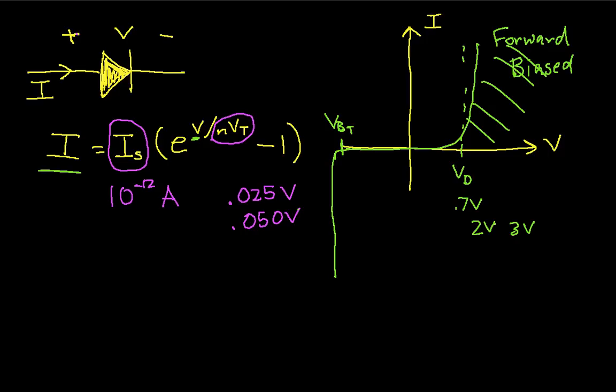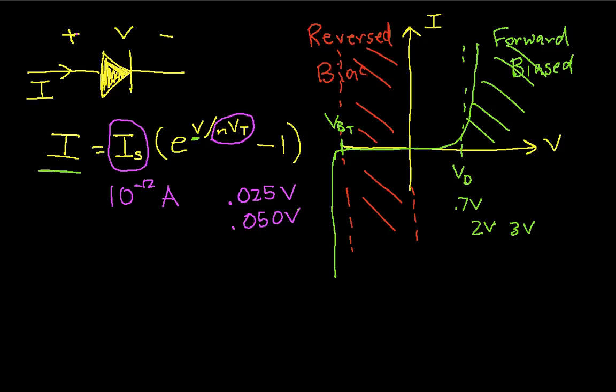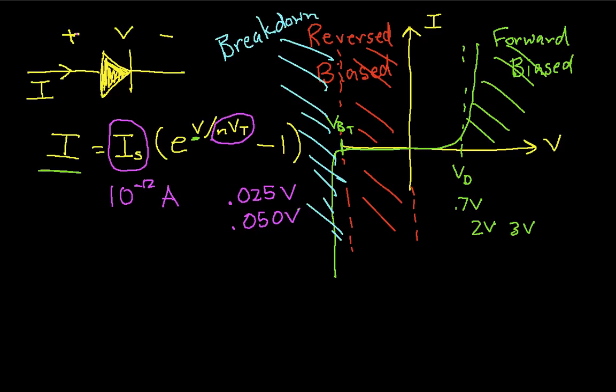And what basically happens is, well, let me put in some terminology first. This region between here and the origin is called reverse biased. And the idea is that the voltage is negative, so the current's very small. And once you get out past the threshold VBT, so you're in this region, this is called breakdown. And basically what happens is when the voltage across the diode becomes negative enough, the diode actually breaks down and allows current to flow through it in the opposite direction to which current normally flows.